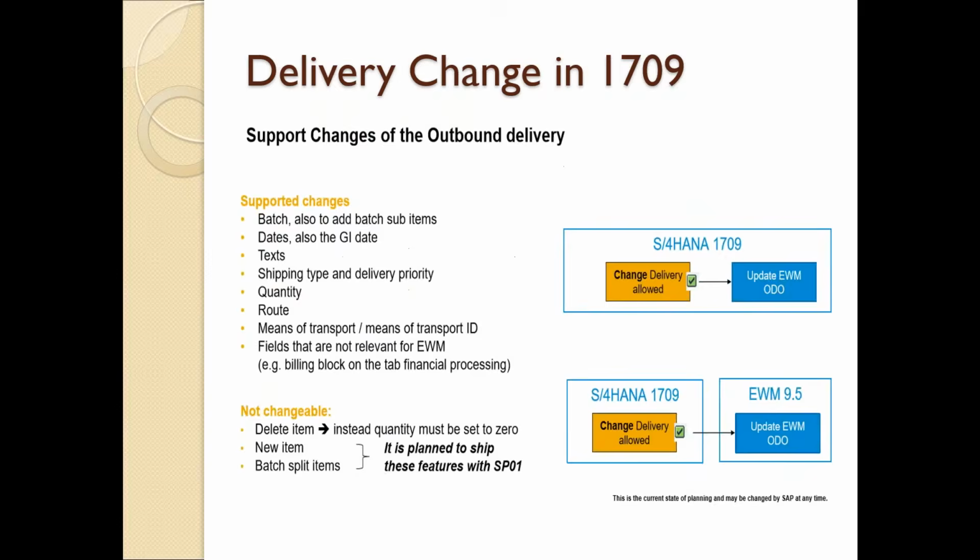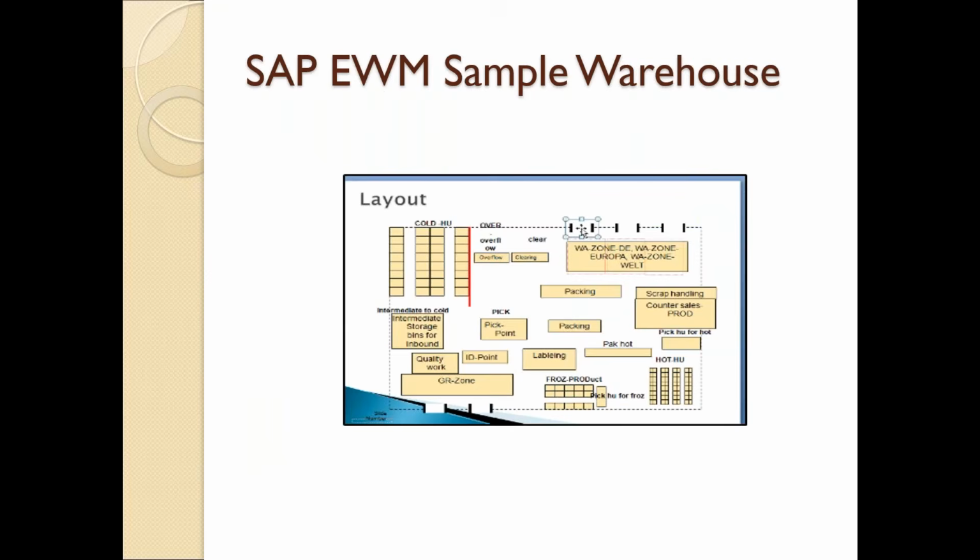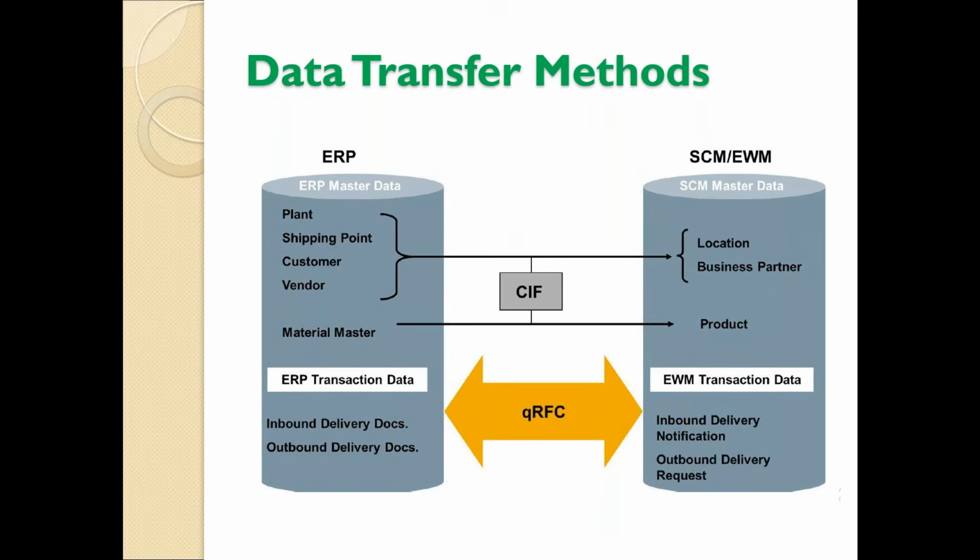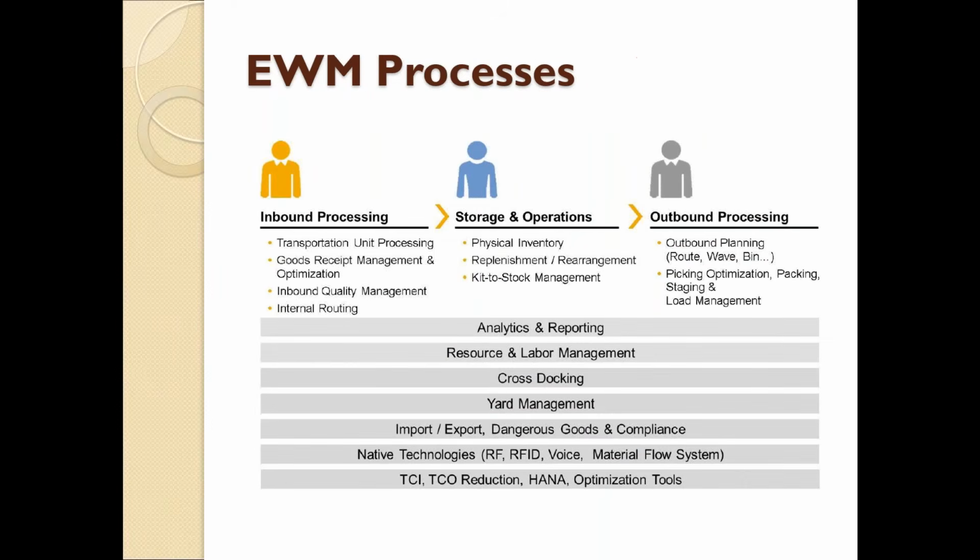So this is one of the changes we have in this one case. However, now let me come to the process-wise part. As I told you, this is how the data gets transferred here, guys. We have already seen the plant, shipping point, customers, and vendors, and it gets transferred to your EWM. But let me come to the functionality: what functionalities we have in the EWM system, and what we are going to make use of.